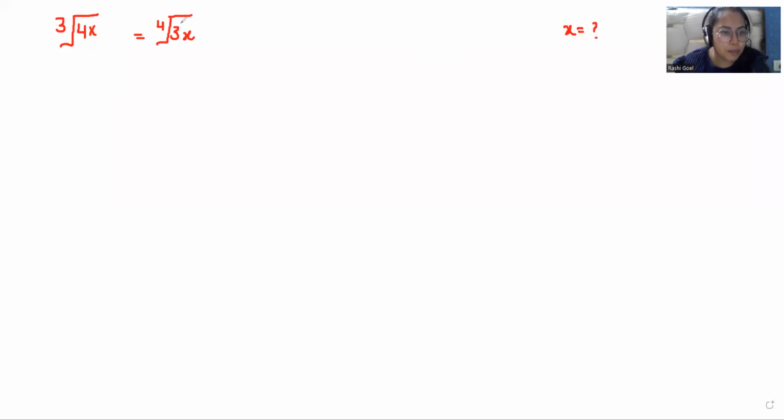So as we can see, both the sides are in root. So we can use the formula of exponent, that is the nth root of a is equal to a power 1 by n. So similarly, I can write (4x) power 1 by 3 is equal to (3x) power 1 by 4.